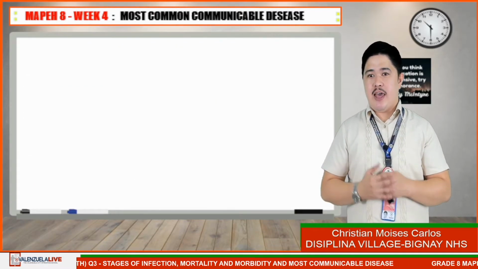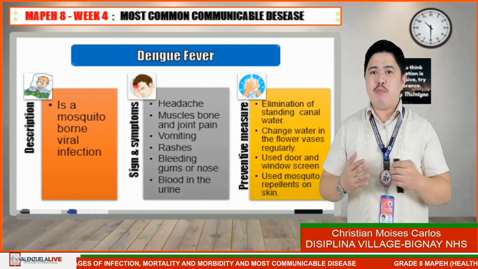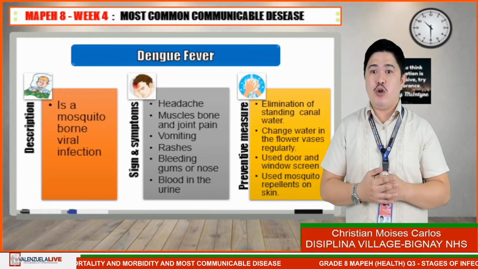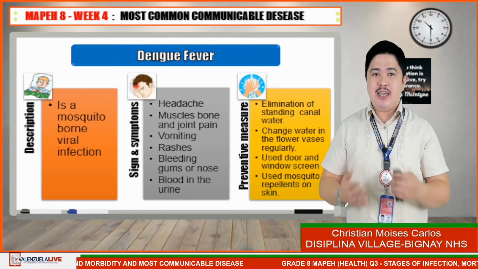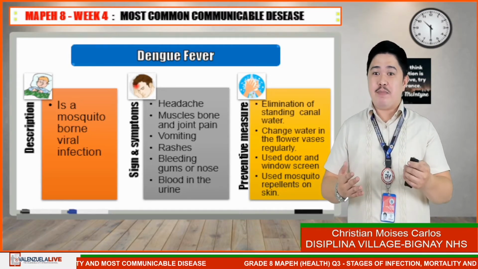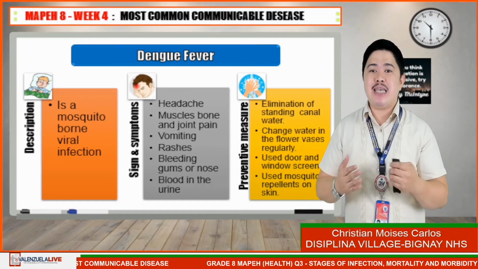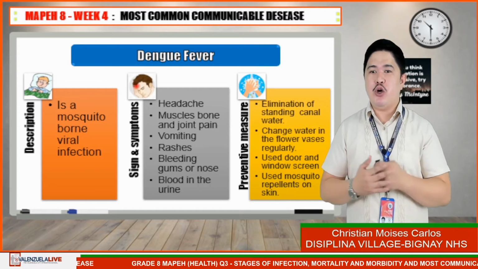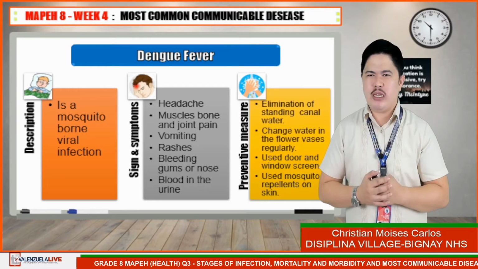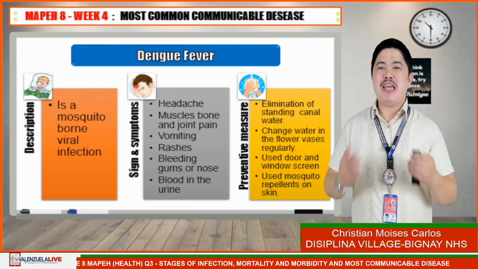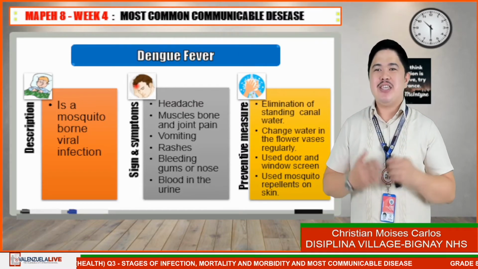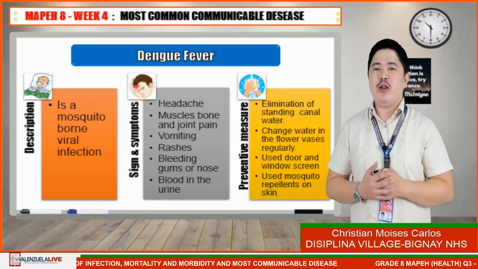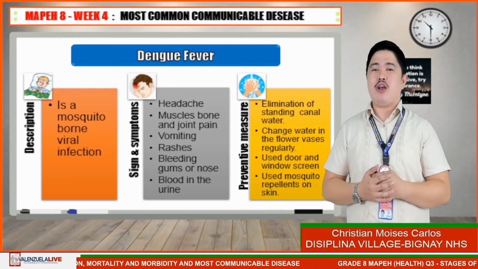Next disease is dengue, a mosquito-borne viral infection that may attack any person. The virus is transmitted by the mosquitoes known as Aedes aegypti and Aedes albopictus. Signs and symptoms: headache, muscle, bone, and joint pain, vomiting, rashes, bleeding gums or nose, and blood in the urine. Preventive measures: elimination of stagnant canal water. Change water in the flower vases regularly to discard eggs. Use door and window screens. Use mosquito repellent.